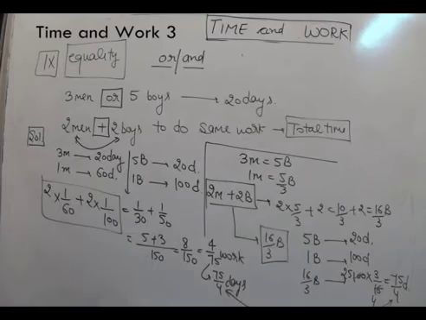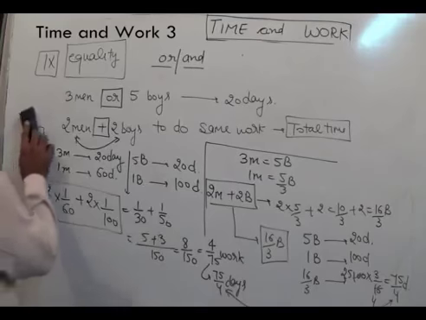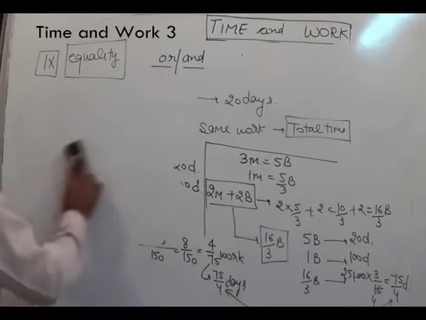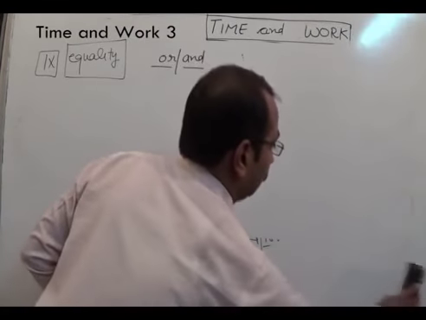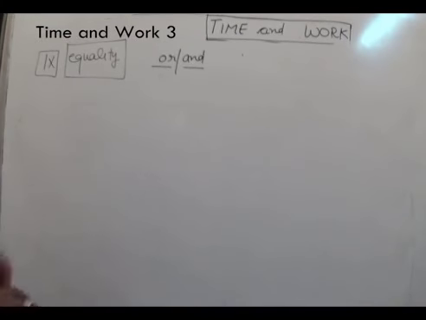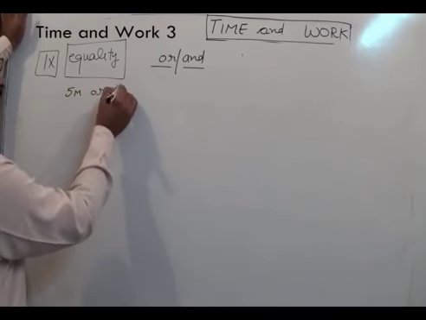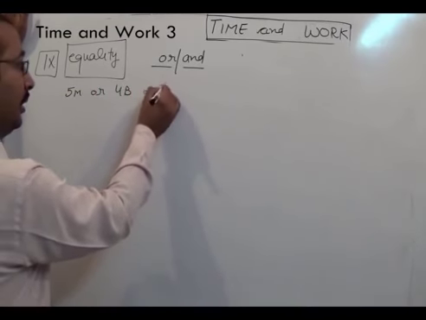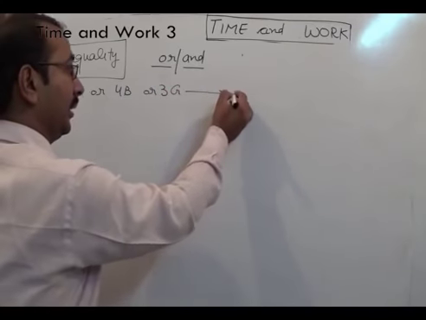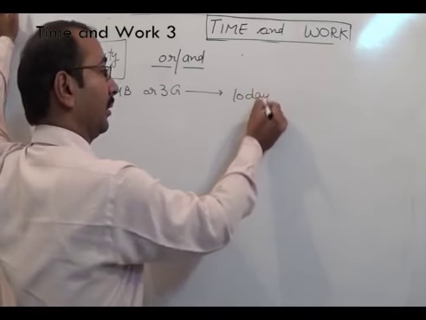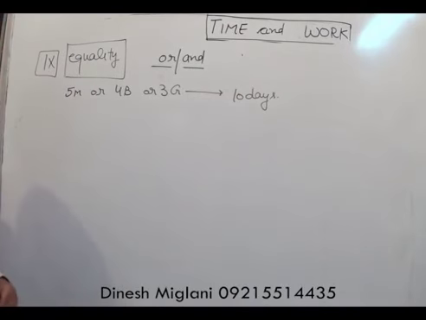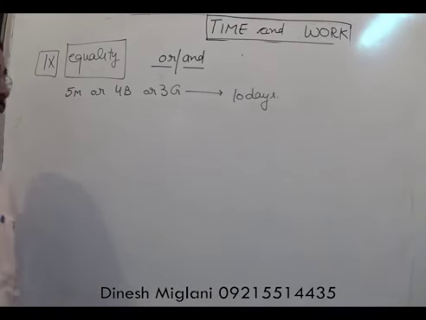We will take one more statement in which, in place of 2 variants, we have 3 variants. In place of men and boys, we also have girls. Suppose the question is 5 men or 4 boys or 3 girls can take 10 days to do a work. It means if 5 men have to work, they will take 10 days. If 4 boys have to work, they will take 10 days. If 3 girls have to work, they will take 10 days to do a work.